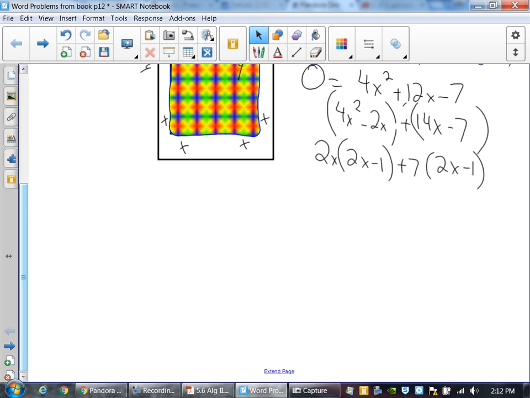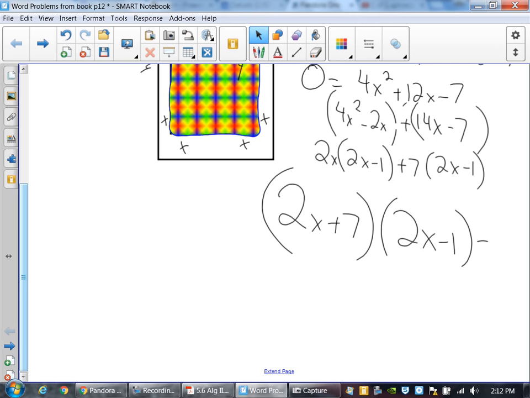So now you have two terms. You have 2x plus 7 and 2x minus 1 equals 0, which means I can find my two zeros. I have one 0 at negative 7/2, and another 0 at 1/2. Which one's going to give me the right measurement for my border? The 1/2. There you go.